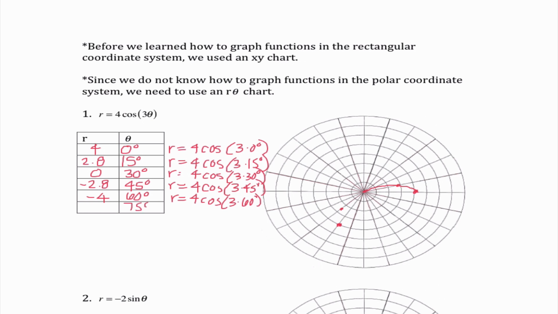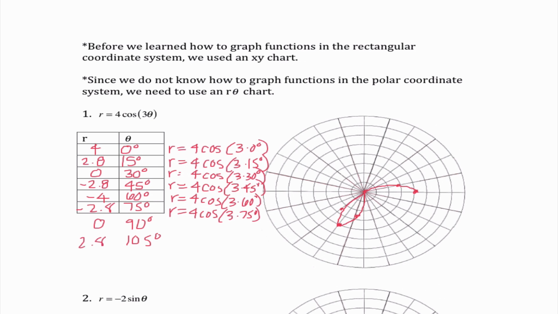If I put in 75 degrees, so R equals 4 times the cosine of 3 times 75 degrees, I end up getting negative 2.8, which takes me right about here. Now, I'm guessing that my next point is probably going to be at 0. Now, if I didn't know that, once again, I would put 90 in, and I end up getting 0. Next, if I put 105 in, and I'm not going to write all this stuff out, you guys can kind of see what we're doing there, but 105 gives me 2.8.